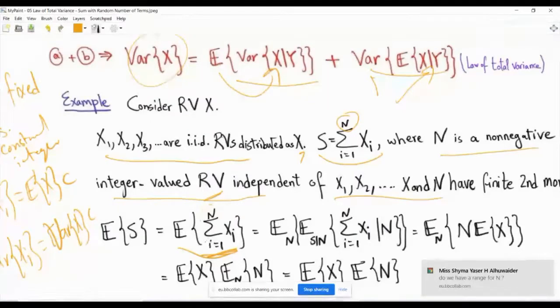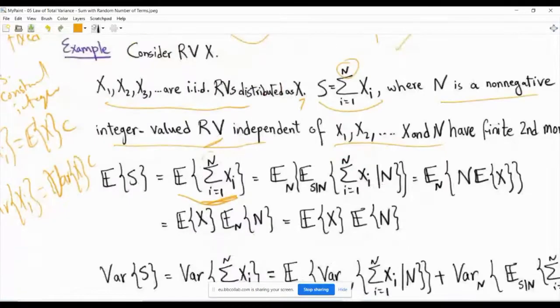It doesn't matter, n is any non-negative integer. If n is equal to 0, then the summation is from 1 to 0, which by convention means that the summation is 0. n can be 0, 1, 2, 3, 4, 5, 6, 7, 8, till infinity. It can be a Poisson random variable, a geometric random variable. It can be any of those discrete random variables that take non-negative integer values, anything.